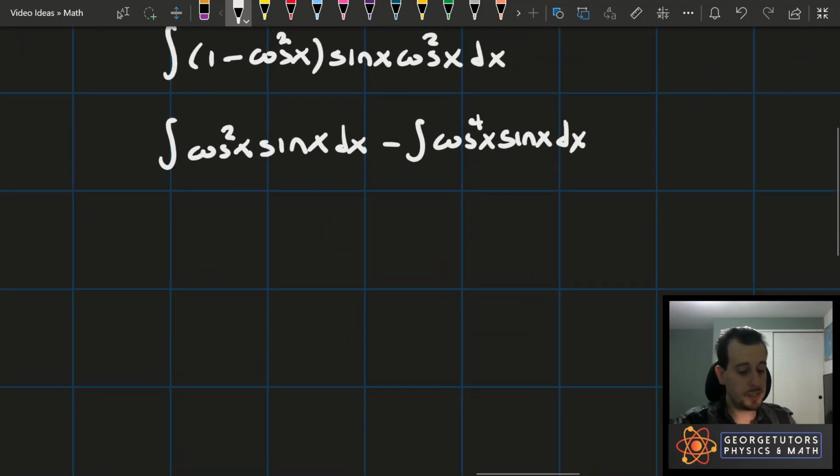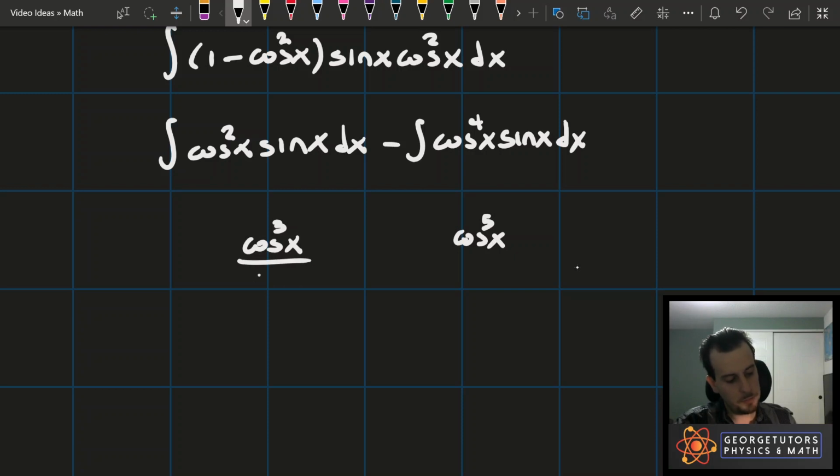So how do you solve these again? They fall into the cosine pattern, where we have to again raise the power of those cosines by 1. So we have cosine cubed and cosine to the fifth here. We're going to divide by those new powers, and we can't forget to actually flip the sign.